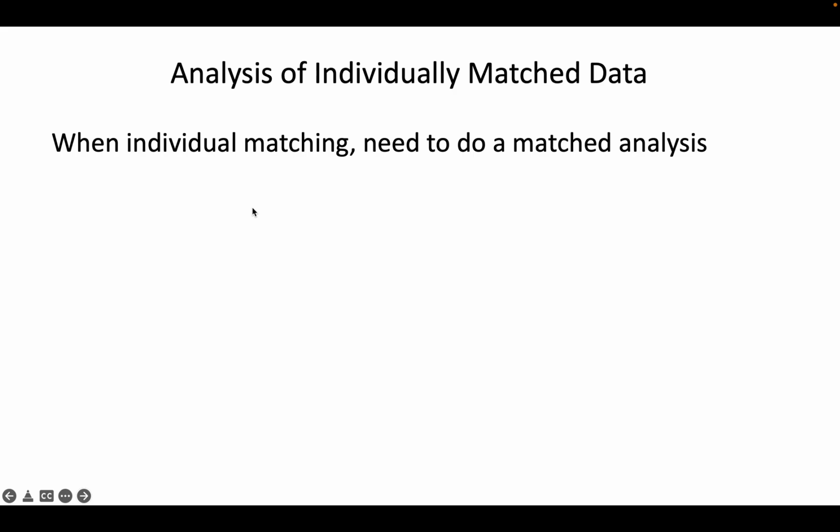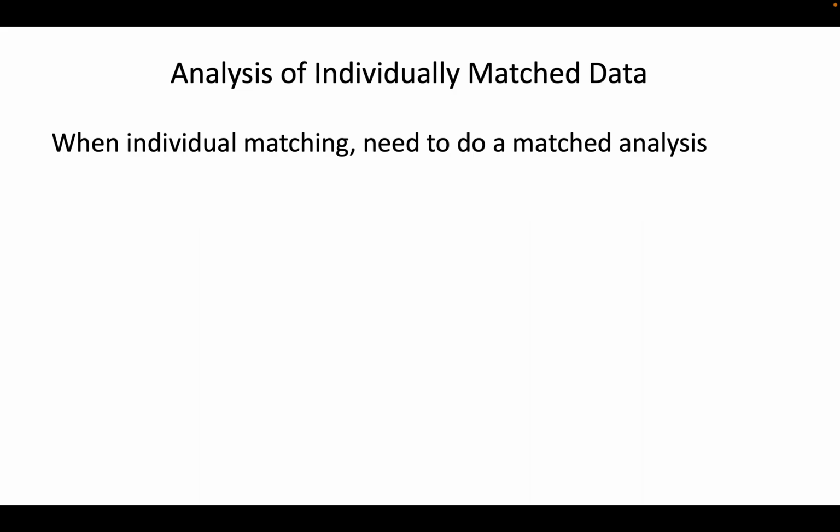So when you're individually matching, you need to do a matched analysis. When you're matching in general, something I'm going to get to in a second, is by matching, you're basically introducing a kind of selection bias, and that necessitates controlling for that matched factor. But the way in which you control it depends on whether you matched individually or you did frequency matching. So all we've talked about so far is individual matching.